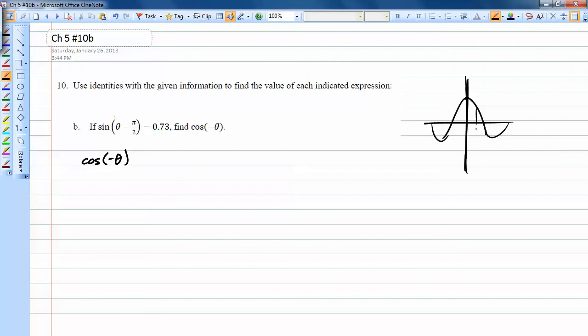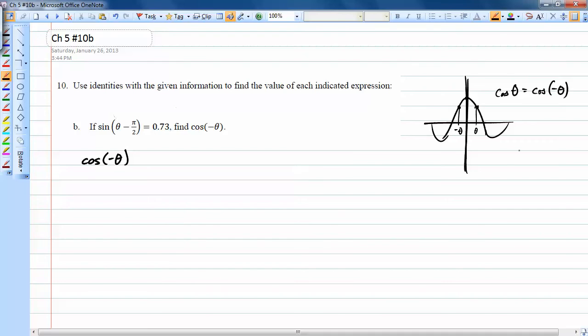So if I plug in some theta, I get a specific value for cosine, but it's the same exact value as if I plugged in negative theta. So cos theta and cos negative theta are going to be equal to each other because it's an even function. So this, right away, I can just turn it into that, which is a little bit easier to look at.